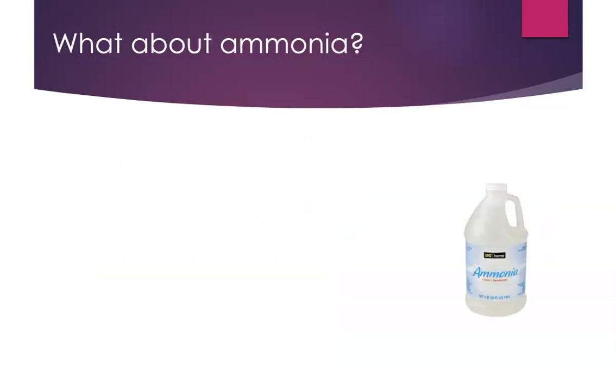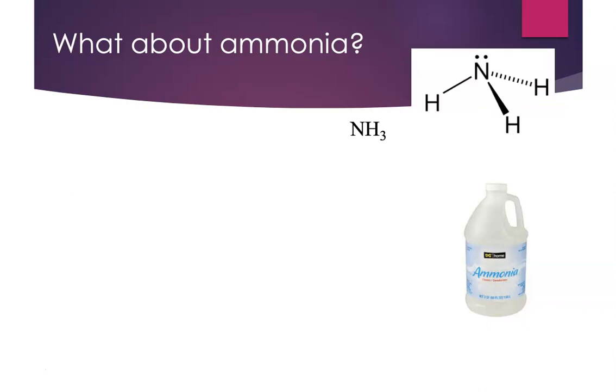So I was talking about the issues with the Arrhenius theory, and one of them is the substance ammonia, which we often use as a cleaning solution. And you may have some in your house. It's got the formula NH3. Here's the Lewis structure.